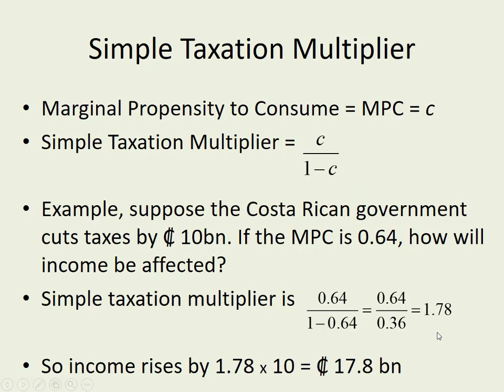And as another example of it, in Costa Rican dollars. If the Costa Rican government cuts taxes by 10 billion, and marginal propensity to consume is 0.64, how does that affect national income? So you put this into the equation, you find 1.78. So income changes by 1.78 times the 10, which is 17.8 billion. And note that it's an income rise because you're cutting taxes. So if you did put this into a table, it would be positive numbers this time because you're cutting taxes.